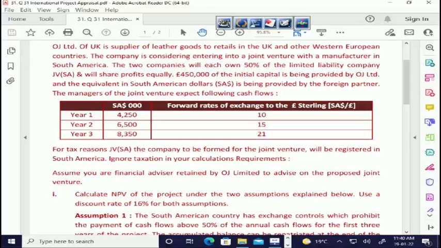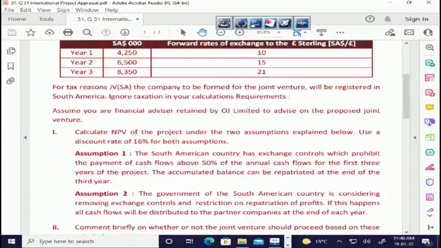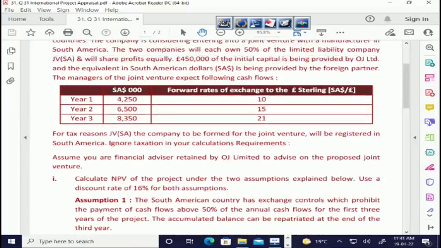Now whatever we did half, we have to further find 50% of it because only 50% is allowed to be repatriated. So 4250 divided by 2 belongs to OJ, then divide by 2 is what OJ can take back. Now whatever OJ can take back, that by 10, that by 15, that by 21, they are the South American dollars cash flow for OJ each year.